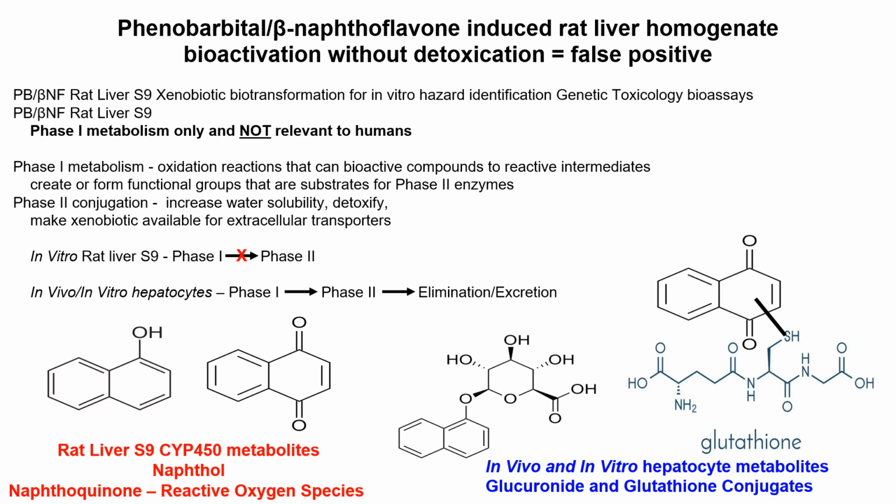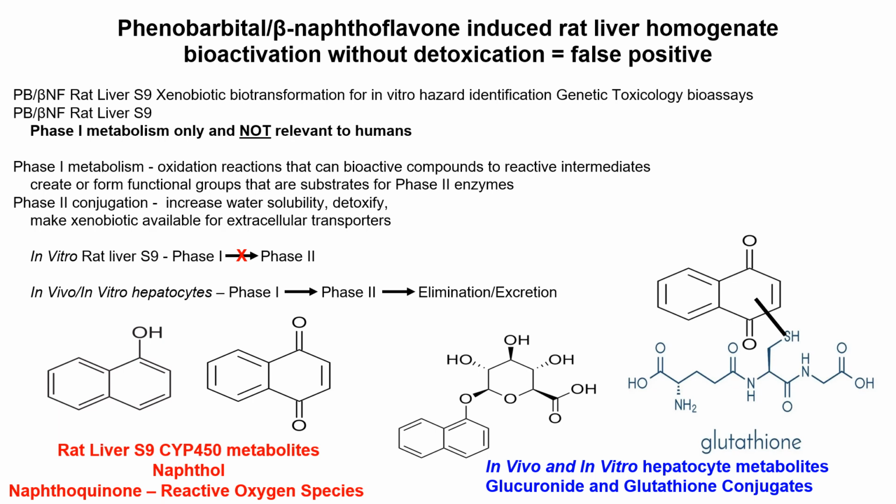Well, we believe that phenobarbital beta-naphthoflavone-induced rat liver homogenate causes bioactivation without detoxification, and this can cause a false positive. Phenobarbital and beta-naphthoflavone rat liver S9 is used for biotransformation for in vitro hazard identification genetic toxicology bioassays. This has phase 1 metabolism only, and it's not relevant to humans. It's a rat liver induced S9 that is not comparable to what you might see in a human hepatocyte, for instance.